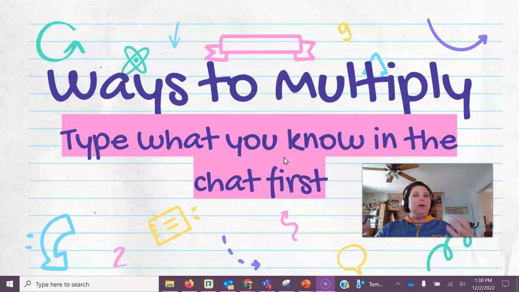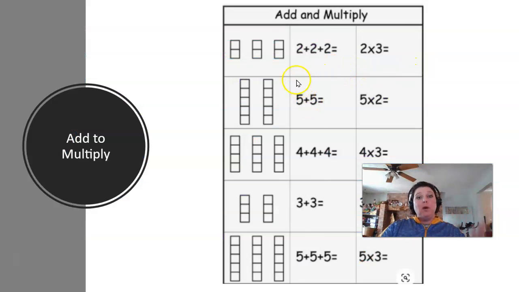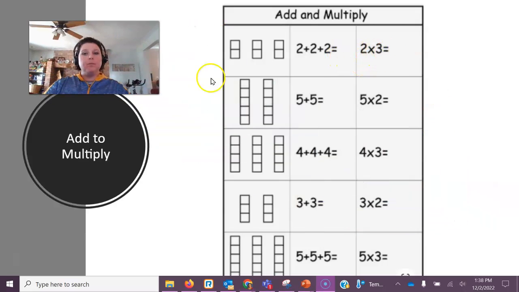So think about ways to multiply. I know this says type what you know in the chat first, but really I just want you to think about this. What are some ways to multiply? One way, adding. If I needed to know 2 times 3, I could add 2 3 times. 2 plus 2 plus 2 equals 6. So that means that 2 times 3 is also 6.